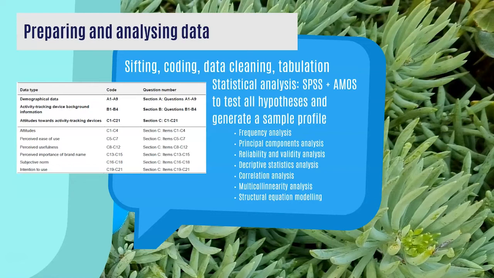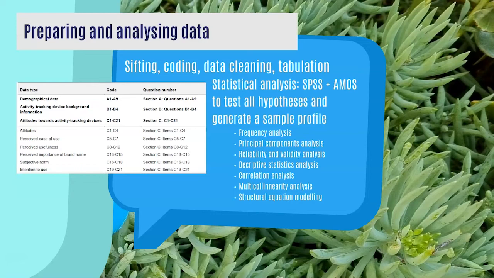Once you have that, you can code it. The questionnaire should be coded. For example, the table shows the demographic data were assigned A1 up until A9. There were 9 questions, in other words. Then the background information was also coded, and then the latent factors in section C received their respective codes as well. Once you have captured your data, so coding and then capturing, you have to clean the data.